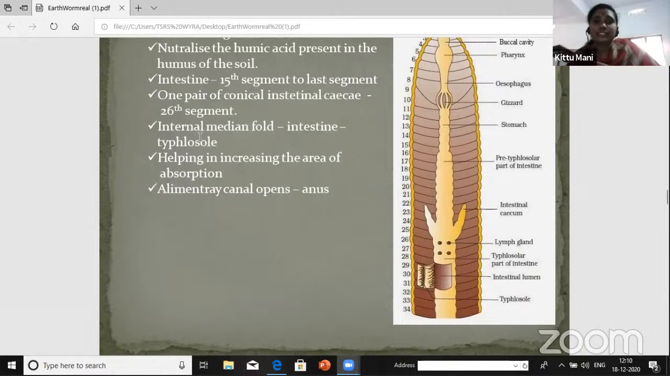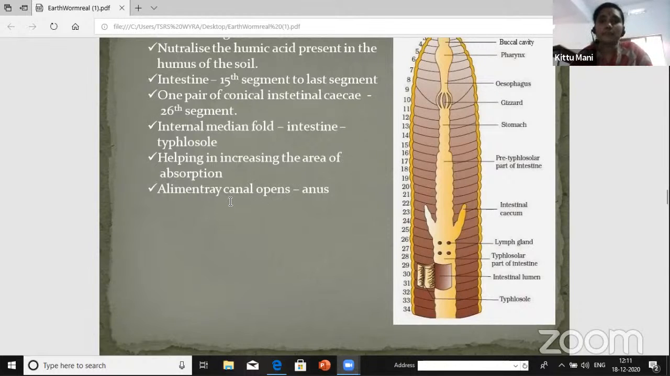Okay, the internal median fold is observed in the intestine, that is called the typhlosole. What is that, students? The typhlosole. It is a folding-like structure, means the folds are observed like this. What is the use of these foldings? It increases the area of absorption. These folds are present in the intestinal region. All of you look into this picture. Those are the folds which are used for increasing the surface area.